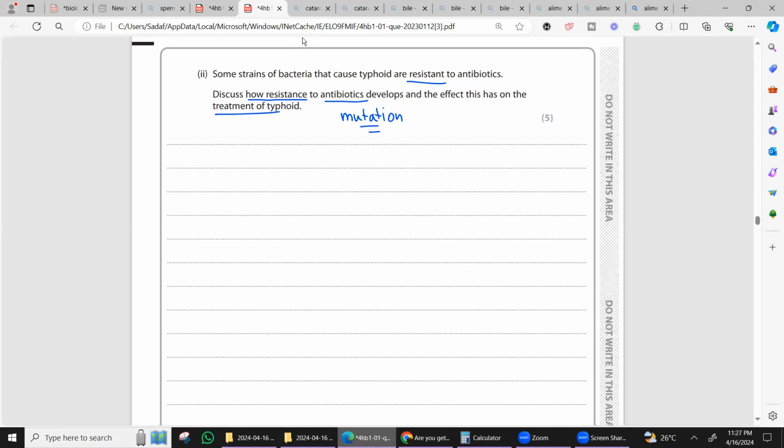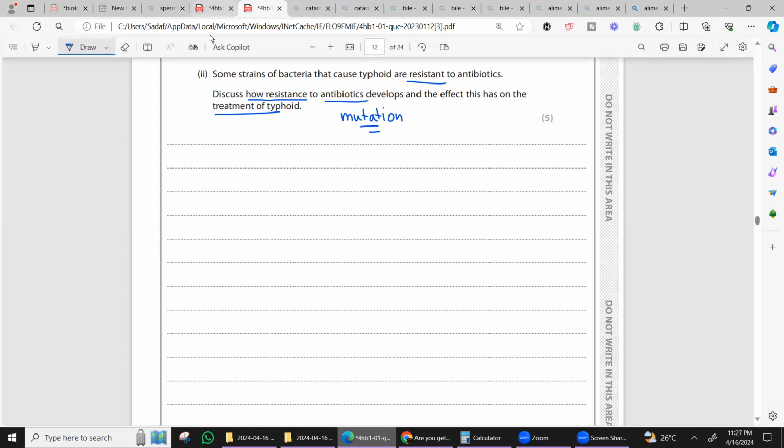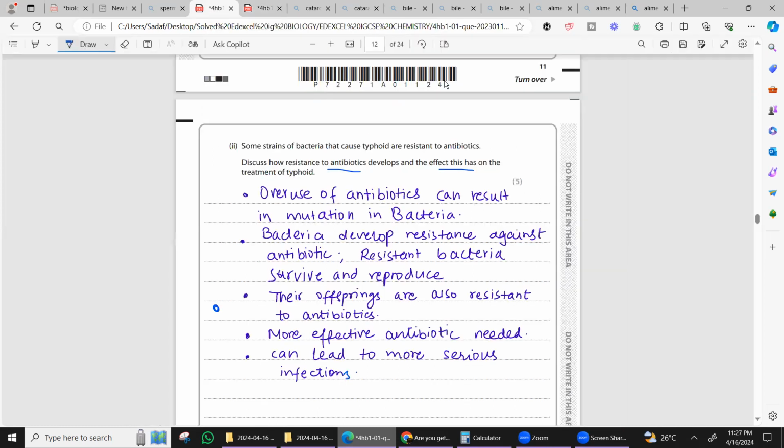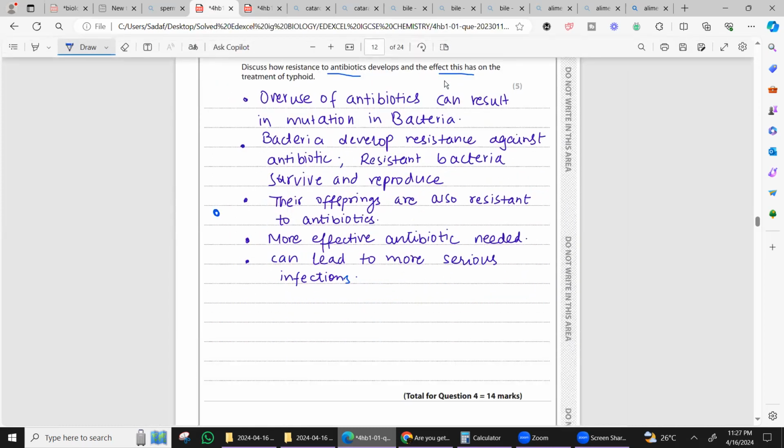If the patient is not taking his dose of antibiotics properly or he is overusing it, then it can lead to the mutation. Overuse of antibiotics can lead to mutation in bacteria. Bacteria develop resistance against antibiotics, and these resistant strains of bacteria can survive and reproduce. Their offspring, again, they are resistant to antibiotics. Now, the patient cannot be treated by these antibiotics. They need more powerful or more efficient antibiotics, and then it can cause more serious or severe infections.